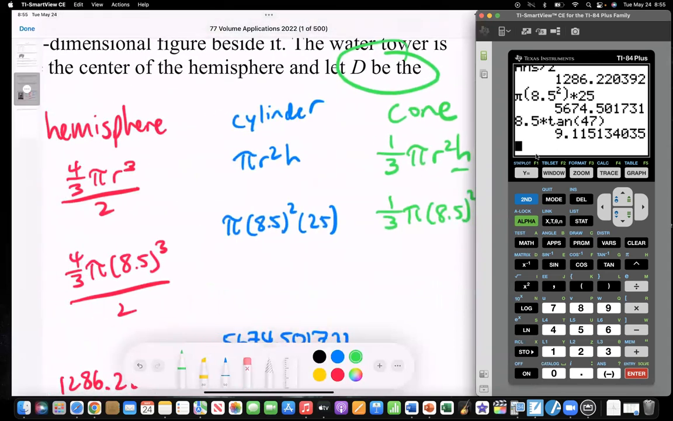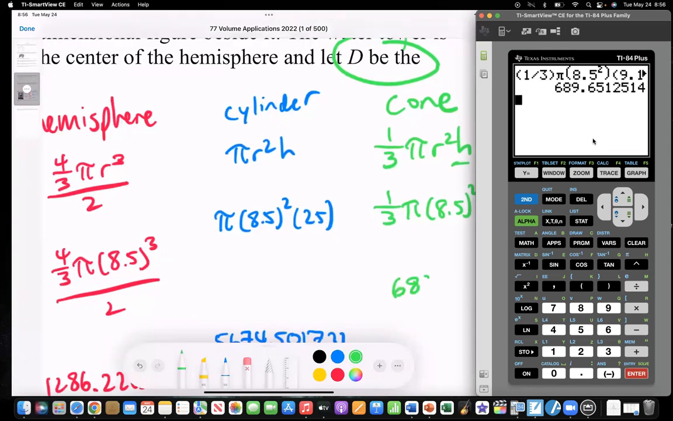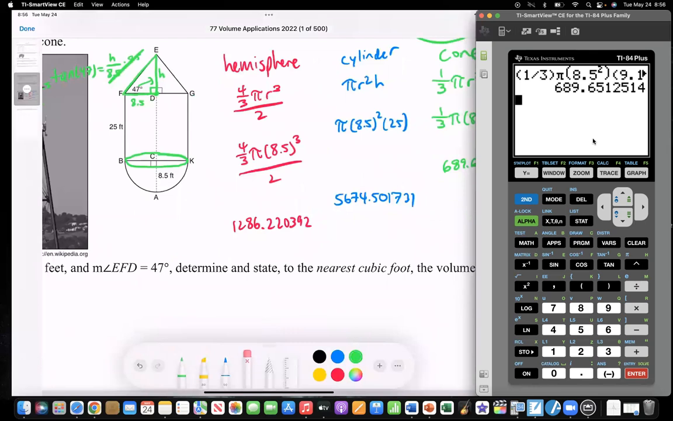Once I type it in, we can find the volume of the cone. So let's type this in. I have 1/3 pi. I'll go back up in a second and copy and paste those last ones. So pi, that 8.5 squared, times, and let me go up and copy this full 9.115 in there. Okay, so it looks like for my volume here, we're going to get 689.6512514.